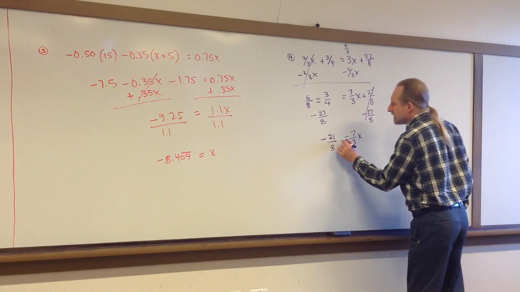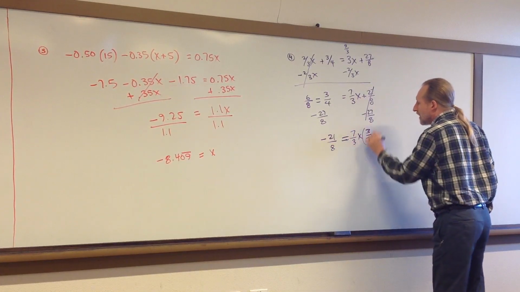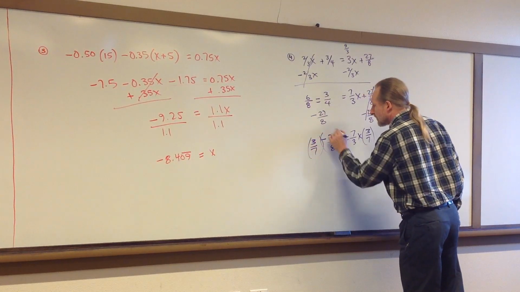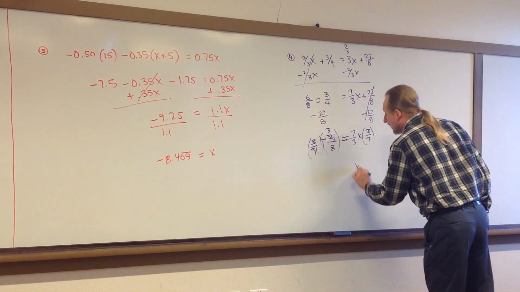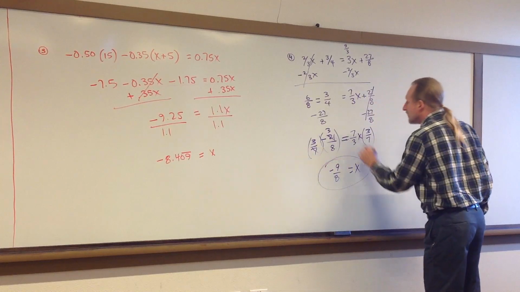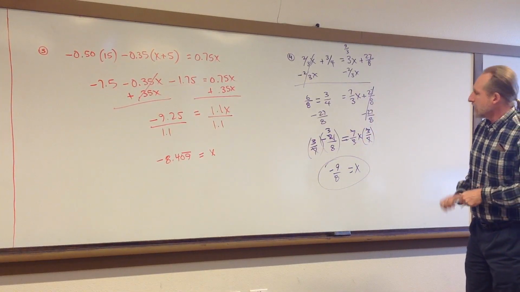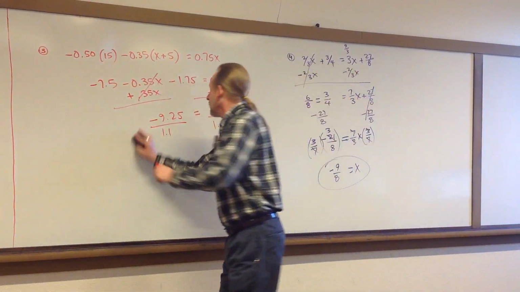And then to get the x by itself, you can divide on both sides by 7/3. Or, I've learned to multiply on both sides by 3 over 7. 7 goes into the 21, and we get x is going to be negative 9 over 8. And these all cancel out over here. Okay. Let's take a look at problem 5.